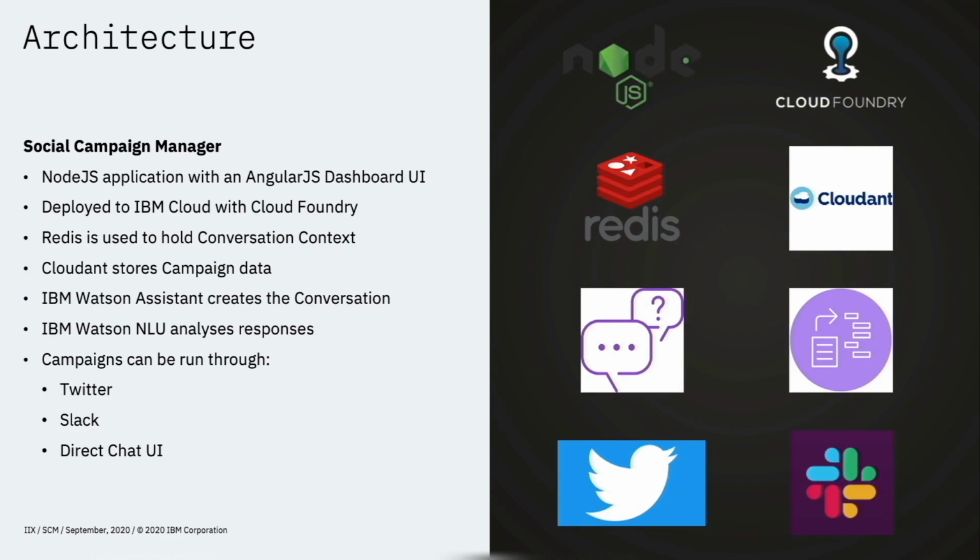The Social Campaign Manager application is implemented as a Node.js server with functionality provided through a REST API. Campaigns are managed through an AngularJS user interface. The application is deployed to IBM Cloud through Cloud Foundry, and data is managed through a combination of Redis and cloud databases. IBM Watson Assistant is used to manage the conversation in real time, and IBM Watson Natural Language Understanding analyzes responses given by survey takers to determine insights about the topic at hand.